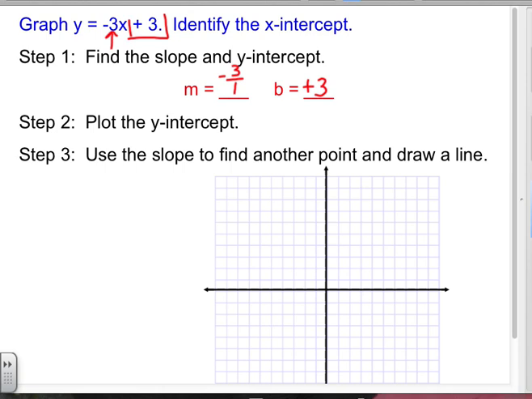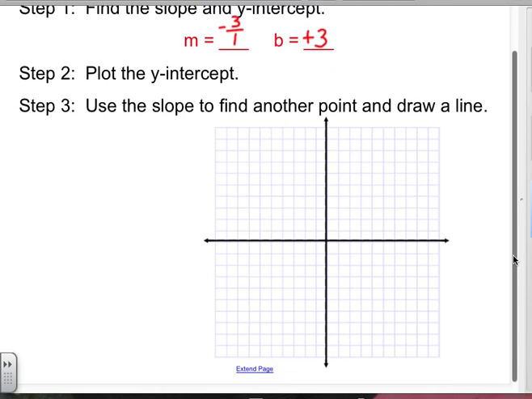At this point, you have everything that you need to graph this line. You don't need a table of values. You don't need a whole lot of ordered pairs. All you need is where the line crosses through the y-axis. That's your y-intercept. That's b. That's positive 3, and that's the first point that you plot. So on the y-axis, we're going to go up 3 and put a point. That's the y-intercept of my line.